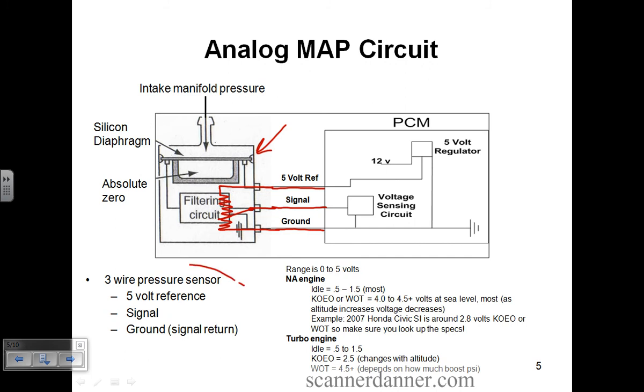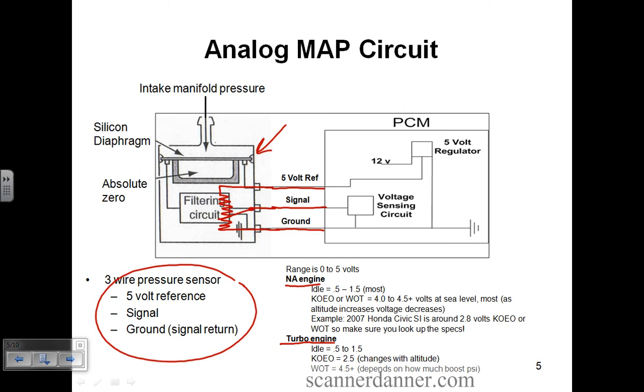Check out the wiring. Isn't the wiring exactly the same as a TPS? 5 volt ref, signal and a ground. There's some calibration differences. What's an NA engine? You guys that play Gran Turismo should know this. Anyone? NA. Yep, naturally aspirated. Then we got our turbo engine. So we have a turbo engine with a MAP sensor. They're calibrated differently than an NA engine would be.